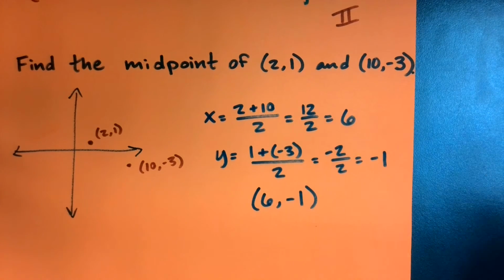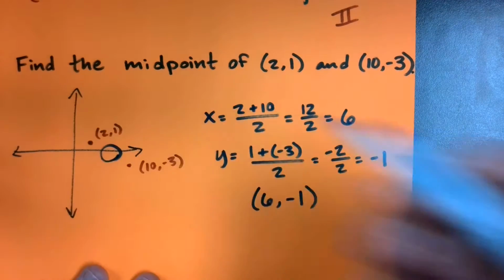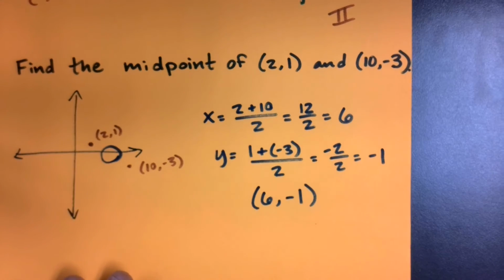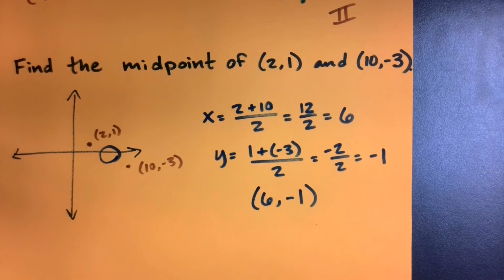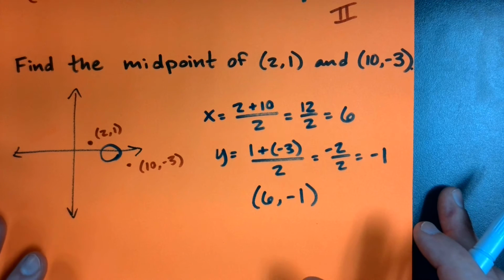And then we can check, does 6, negative 1 look like it is about in the midpoint? Yeah, it does. 6, negative 1 would be somewhere in there. My sketch isn't perfect, but I didn't get like 6, 17 either, not way up here. So definitely a good check for the midpoint to give yourself a graph and see if it is around where you think the midpoint should be.